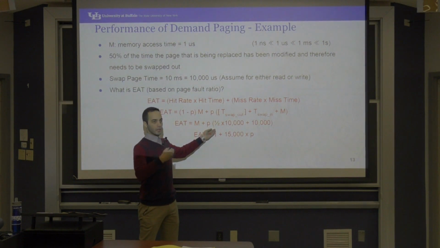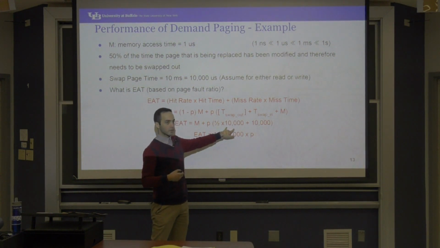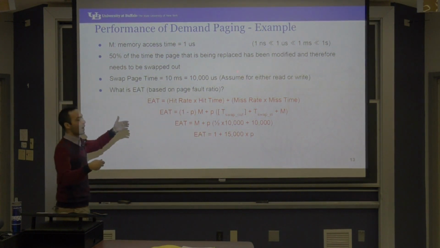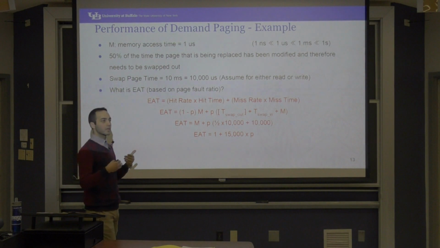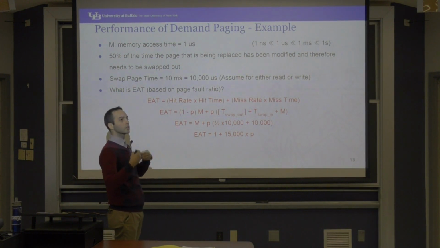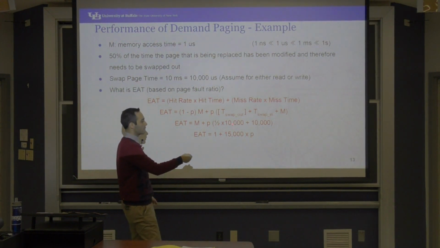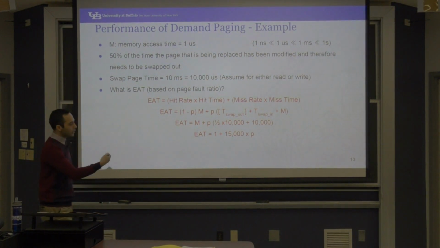The ratio of dirty bits multiplied by the cost. So in this case, we said that the cost for swapping out is the same 10,000 microseconds. And we have 50% of the time. So 50% of the time that you want to swap in, you also have to swap out. That adds this much extra. So then you just add them up.